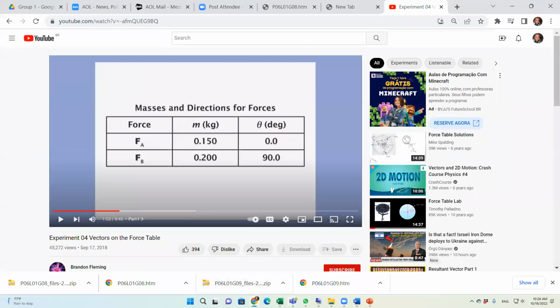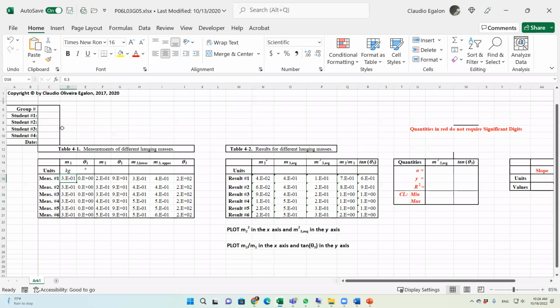Okay, so let's go there in the spreadsheet. Okay, 300 grams. Take a look here at the top, right? 300 grams, 300 grams, 300 grams, and 300 grams. The angle remains the same, 0 degrees, 0 degrees, 0 degrees, and so on, right? And the M2 is the one that we change.